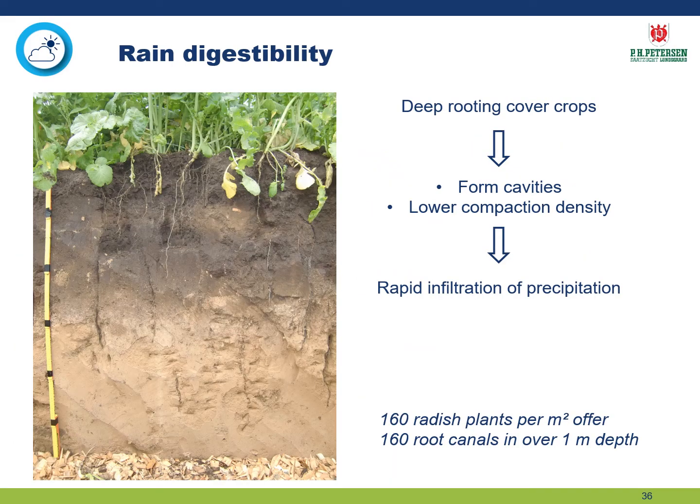This rooting of the cover crops opens the soil. It forms cavities and lowers the compaction density. That helps for rapid infiltration of precipitation. And keep in mind, 160 radish plants per square meter are 160 root canals in over 1 meter depth.